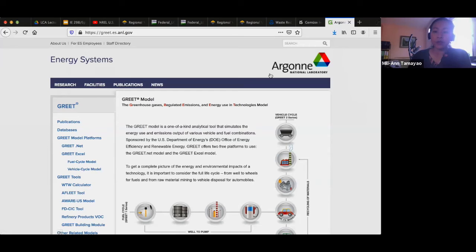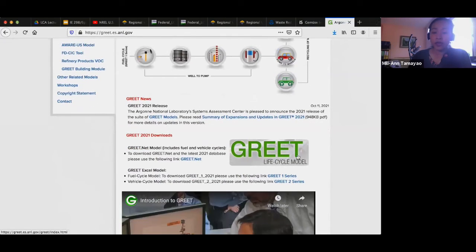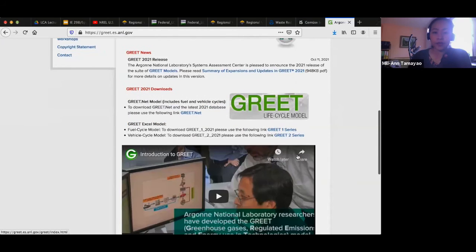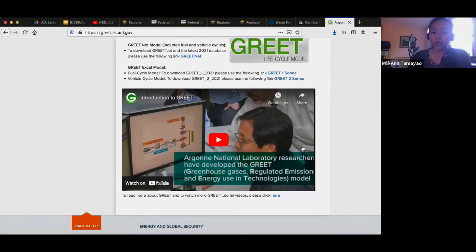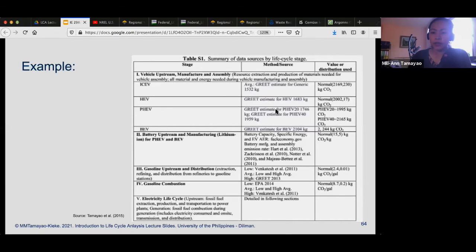It was developed by Argonne National Laboratory. It was sponsored by the U.S. Department of Energy, and you can actually download it. It's a life cycle model. It's very useful, especially when you are dealing with transportation. GREET stands for Greenhouse Gases, Regulated Emissions, and Energy Use in Technologies. Going back, as you can see, there is some academic literature as well, and some estimation techniques. Here you can see the different values and the distributions used. So I would like to see something like this for your project.